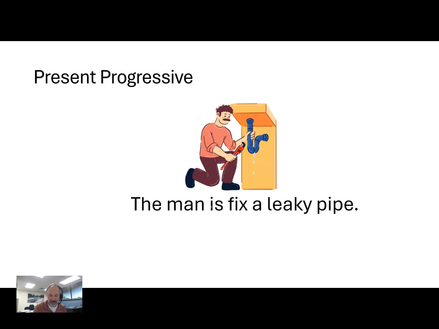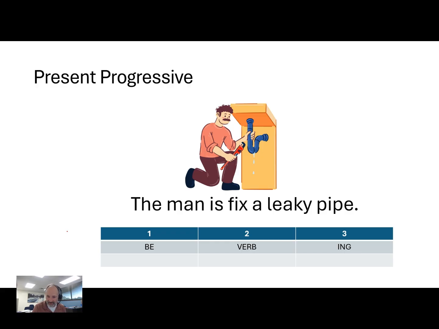Can you fix the mistake in this sentence? The man is fix a leaky pipe. I need to think with present progressive, 1, 2, 3. The verb be plus the verb plus ing. I have the 1 is, I have the 2 fix, but I don't have the 3 that ing. I need is fixing. So to fix the sentence, oh, I need to add the ing here.